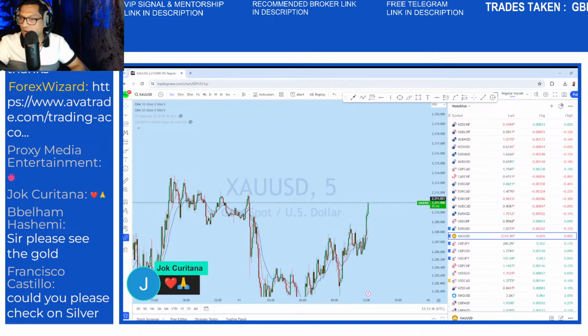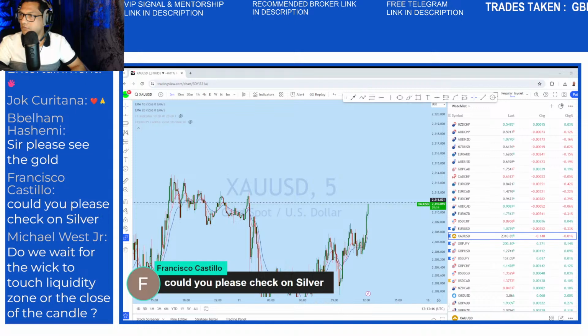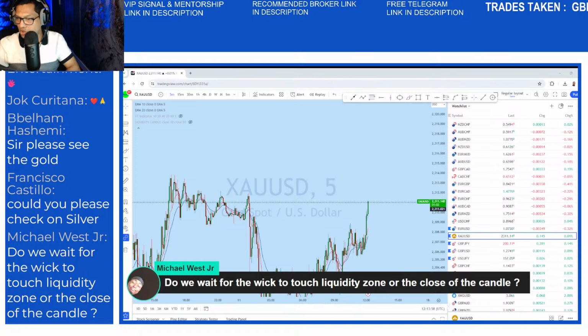Could you please check on silver? So we're talking about the gold, and yeah, we'll be looking at the silver also. Michael West: do you wait for the wick to touch the liquidity zone or the close of the candle? Yeah, we'll be waiting for the candle close. Even then, we'll be seeing how the market is reacting to that liquidity zone that we will be entering.